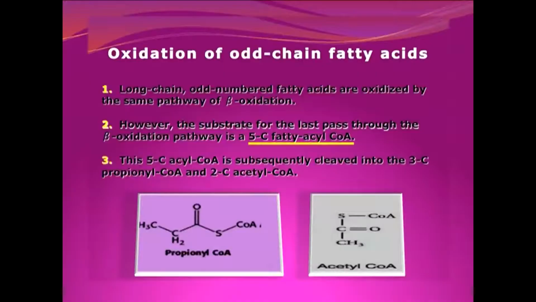Now, coming to the oxidation of odd chain fatty acids proper, at the last step of the beta oxidation, instead of 2 acetyl-CoA molecules being produced, there is the formation of a 5-carbon compound. This 5-carbon compound is split up to release 2 compounds. One is the 3-carbon propionyl-CoA and the other is the 2-carbon acetyl-CoA. Now what happens to this propionyl-CoA?